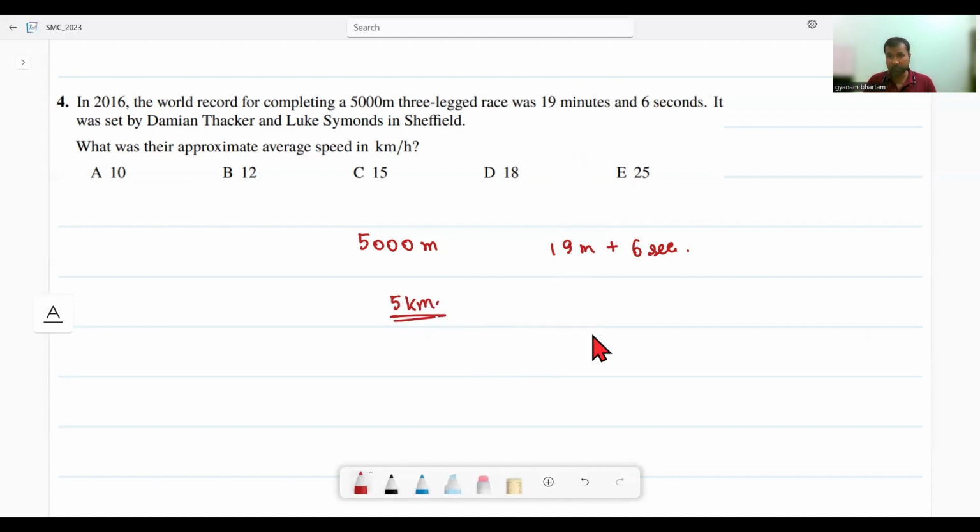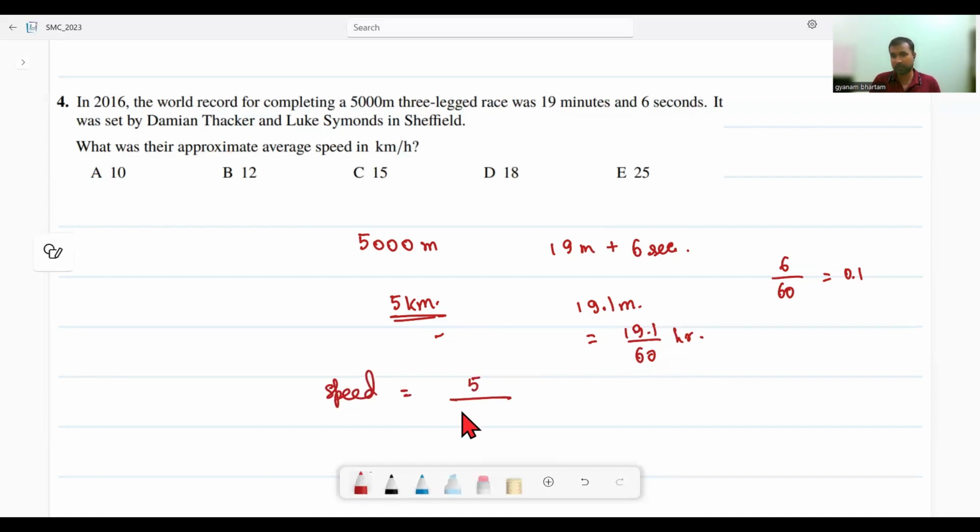This is in minutes, so how much time is it going to be? 19 minutes and 6 seconds. 6 seconds is going to be 6 over 60, which gives you 0.1 minute. And 5 kilometers. In hours, it's going to be 19.1 by 60. So the speed is going to be 5 kilometers over how many hours it took: 19.1 over 60, which we can write as 5 times 60 divided by 19.1.